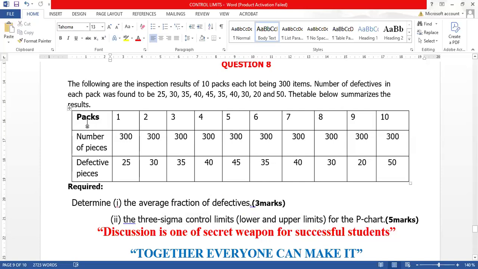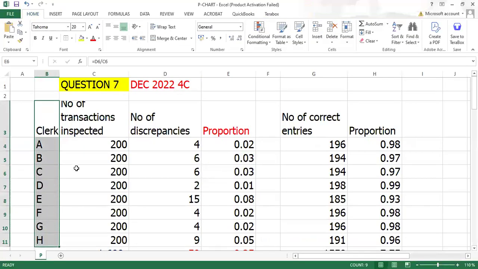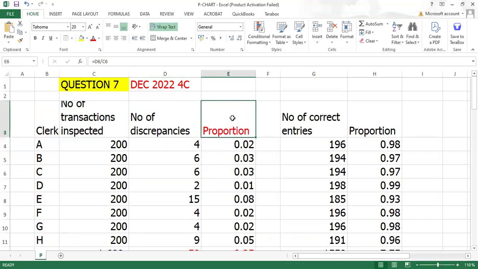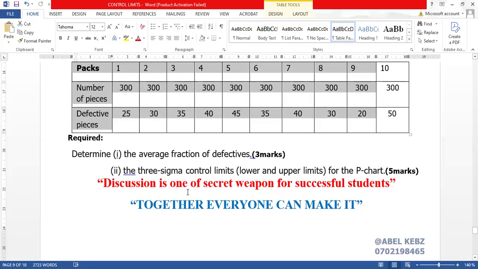Okay. So you rearrange this data like the way we rearranged it from the first question. You rearrange your data in this form, having the packs like that, then you get the fraction or the proportion. This one you don't need. I was just explaining. Okay, so that's all.